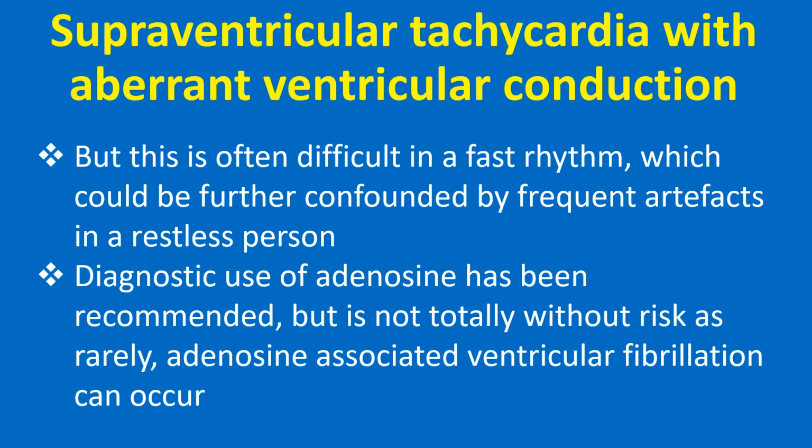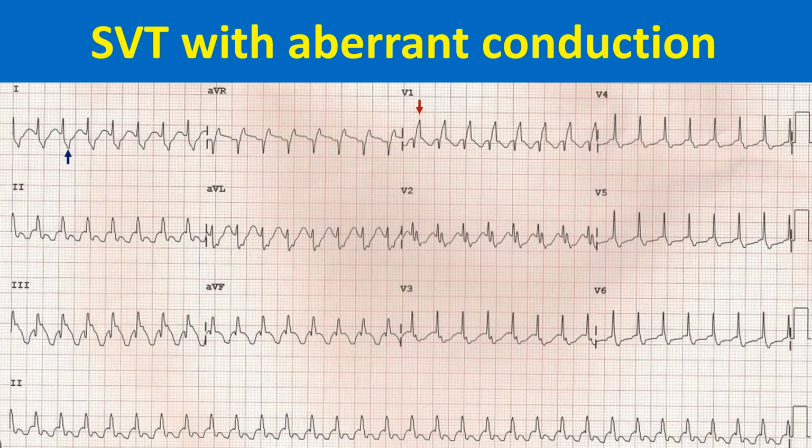But this is often difficult in a fast rhythm, which could be further confounded by frequent artifacts in a restless person. Diagnostic use of adenosine has been recommended, but is not totally without risk, as rarely adenosine-associated ventricular fibrillation can occur. ECG showing supraventricular tachycardia with aberrant conduction indicated by right bundle branch block pattern with terminal slurred R in V1 and terminal slurred S in lead 1.